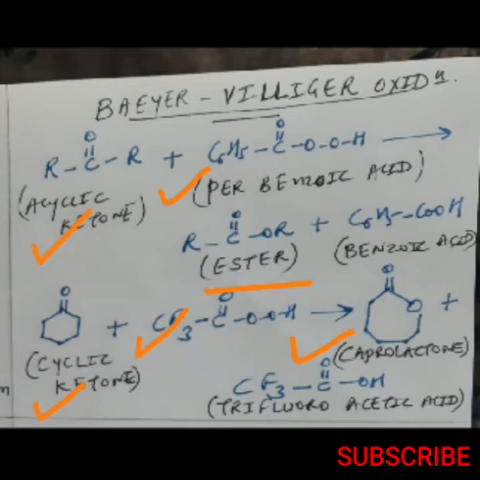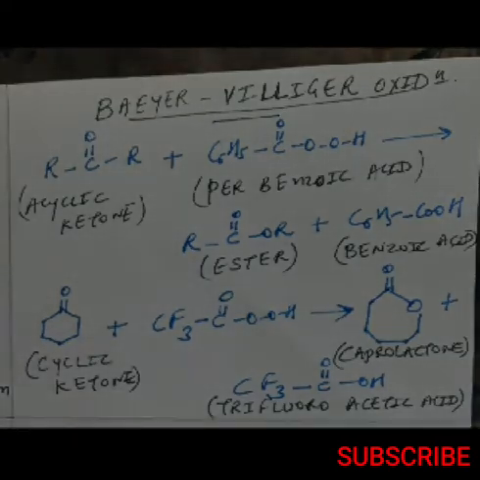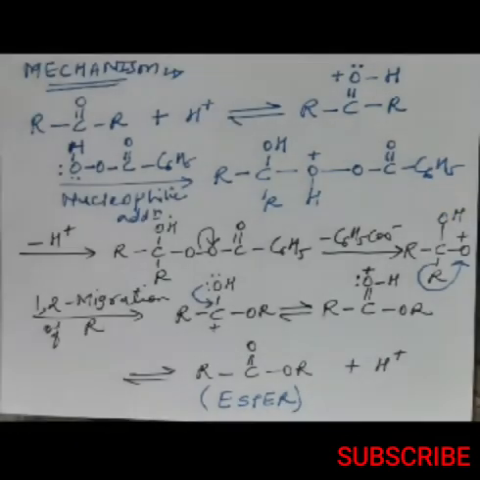And why does this act as an oxidizing agent? Because it has an excess of oxygen, which can easily act as a nucleophile. It has an excess of electrons and it can easily participate in such kinds of oxidation reactions. Is it okay? Now we are going to move on to the mechanism portion of it.